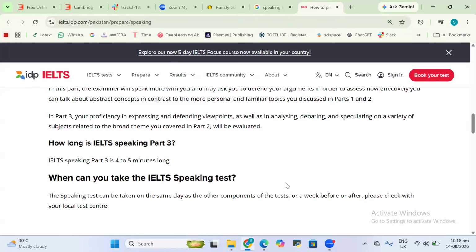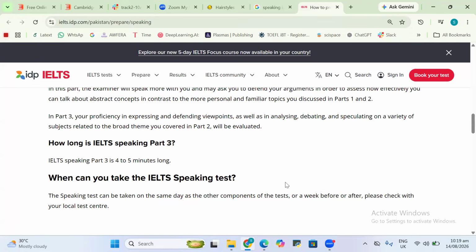Okay, so whatever point you use, you need to extend that point. For example, if they talk about education, you can discuss the benefit of education, how education improves students' intellectual level. You can give an example. They work on different projects, and that improves their skills. Moreover, they can also work to build independent projects, and how they can proceed.